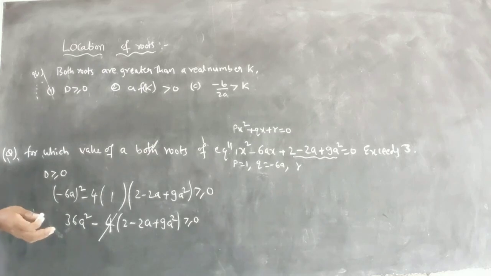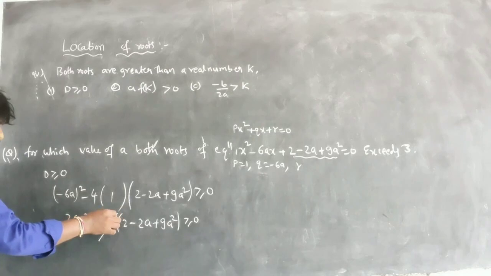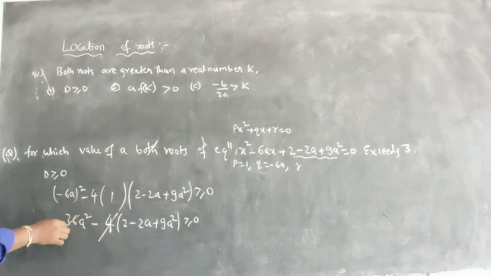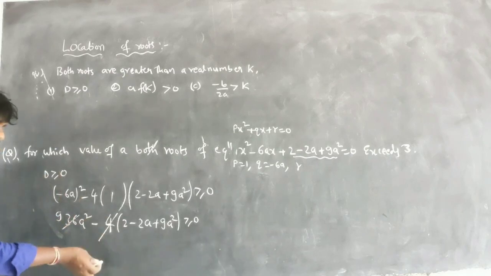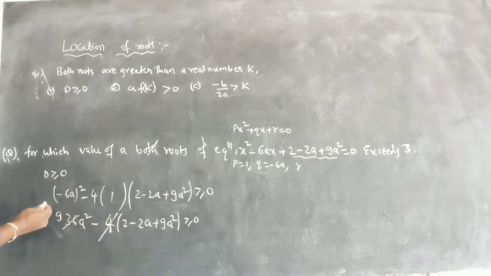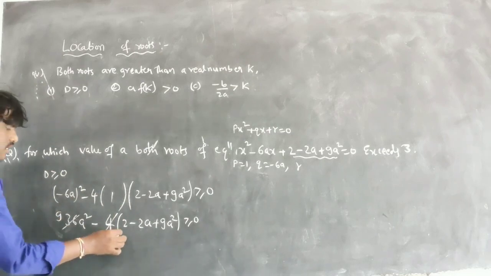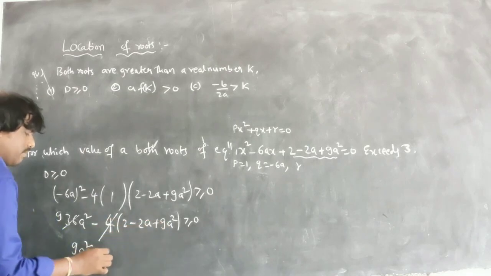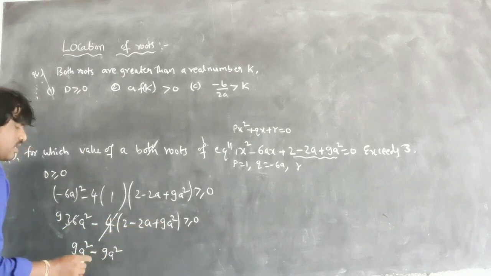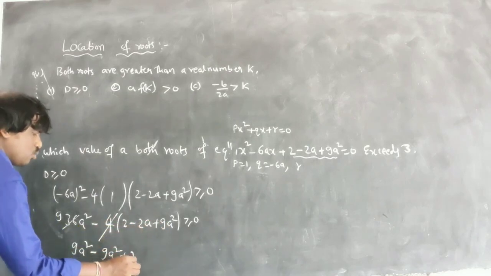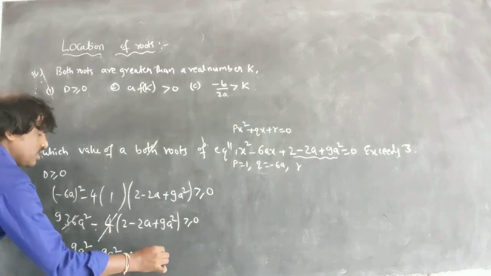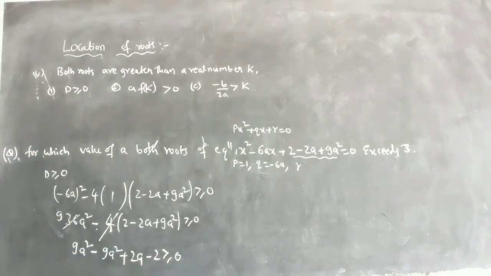So this will be cancelled out. The 9 table, if I divide by 4, the 9 4s cancel out. So I am taking 4 common and dividing. I hope you understand. I am taking 4 common and sending that side, divided by 0. So what is left here? 9a square minus, minus into minus, 9a square, plus 2a minus 2 is greater than or equal to 0. Hope you understand this step.